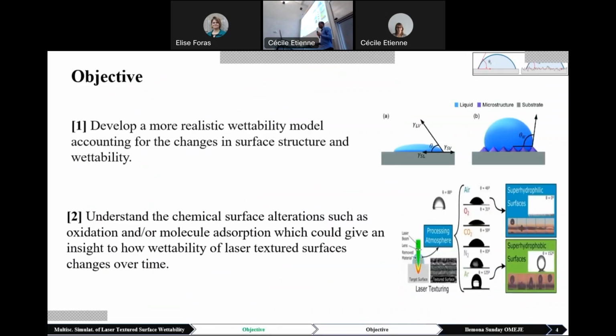So the objective of this project is to develop a more realistic wettability model accounting for the change in surface structure and wettability, and also to understand the chemical surface alteration, such as oxidation or molecular adsorption, which could give an insight into the wettability of laser textured surfaces.